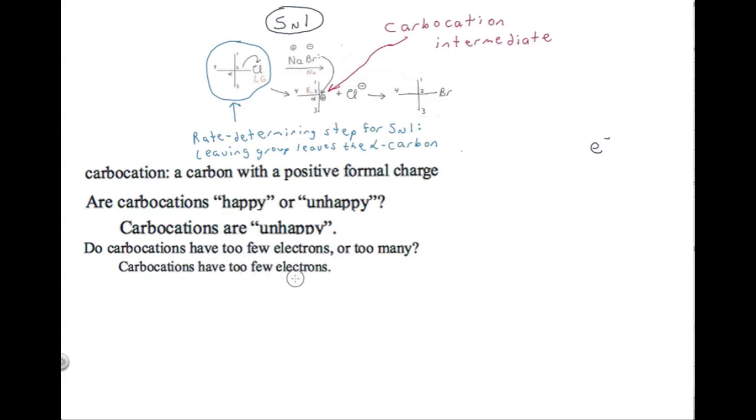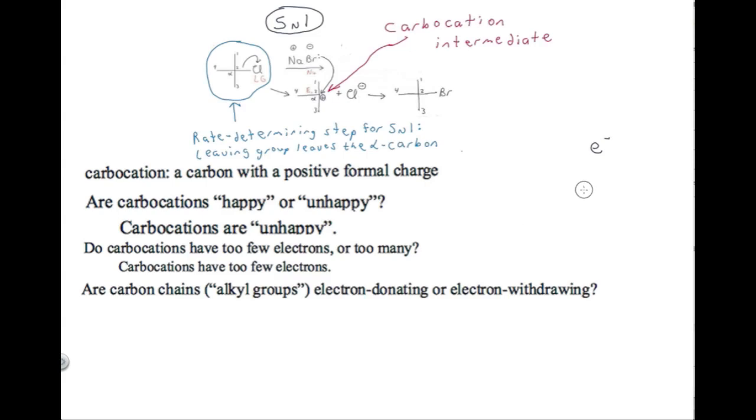Carbocations are unhappy because they have too few electrons. You can see that from the positive formal charge, but you can also see it if you remember that a carbocation also has an incomplete octet. And again, having an incomplete octet makes you unhappy because you have too few electrons. Atoms prefer to have octets, not less than an octet.